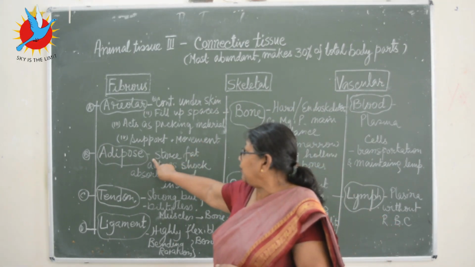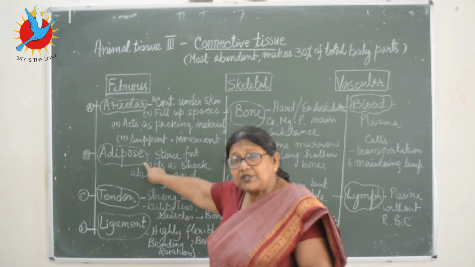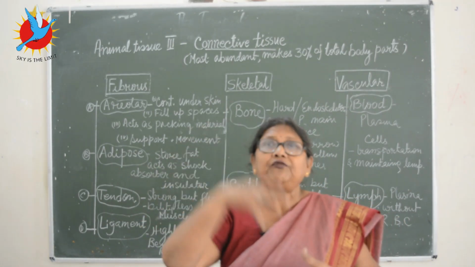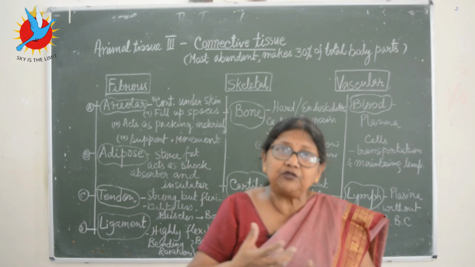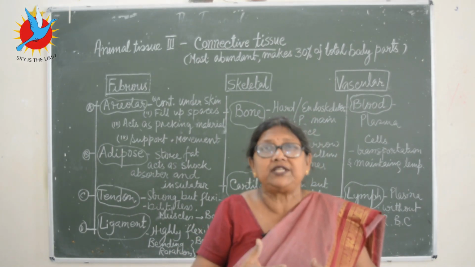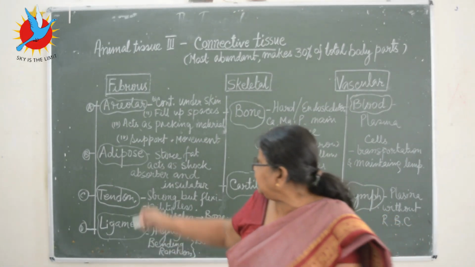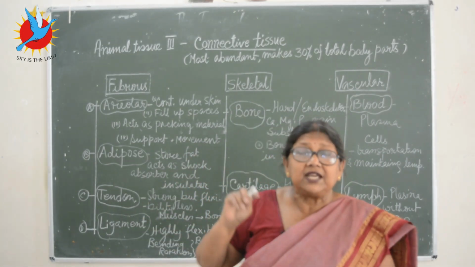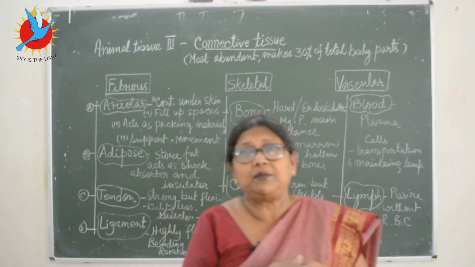Second one is adipose. What is special about adipose? The cells of this tissue are hollow and they store fat for future use. So all the fat of the body is stored in the adipose tissue, and that also acts as a shock absorber, especially for the vital organs of the body.